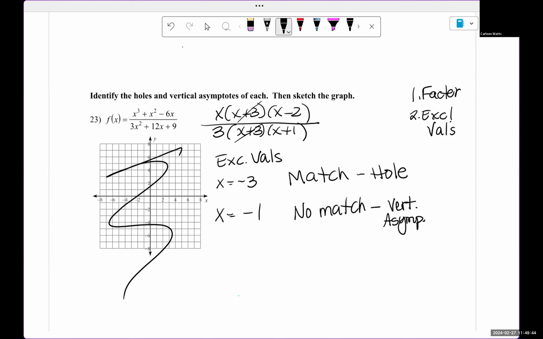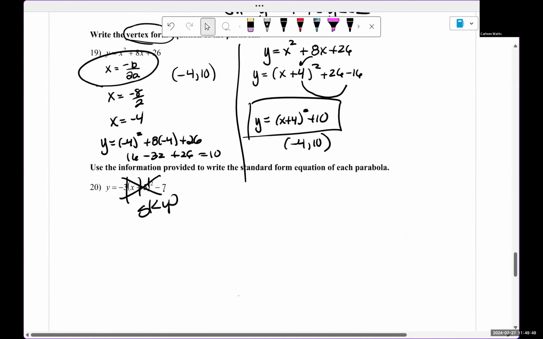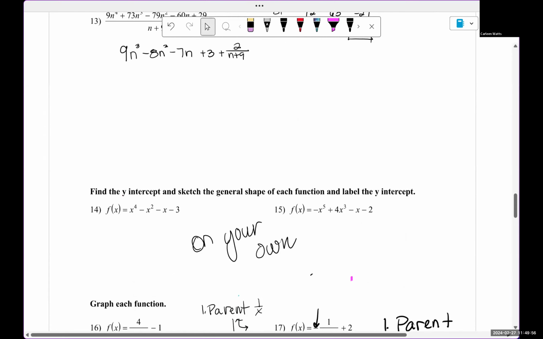Okay. Any questions? I told you you're going to do a couple on your own. Number 20, you're skipping. 14 and 15 on your own, use the chart.